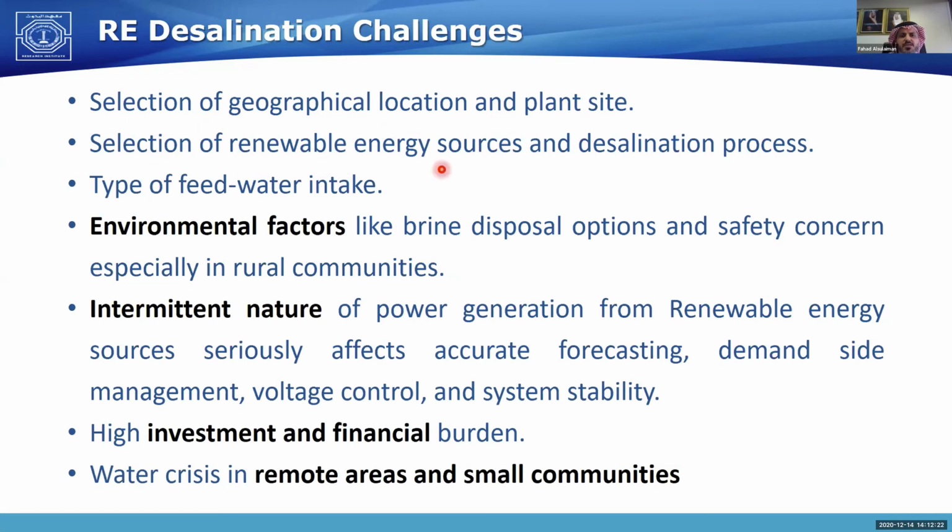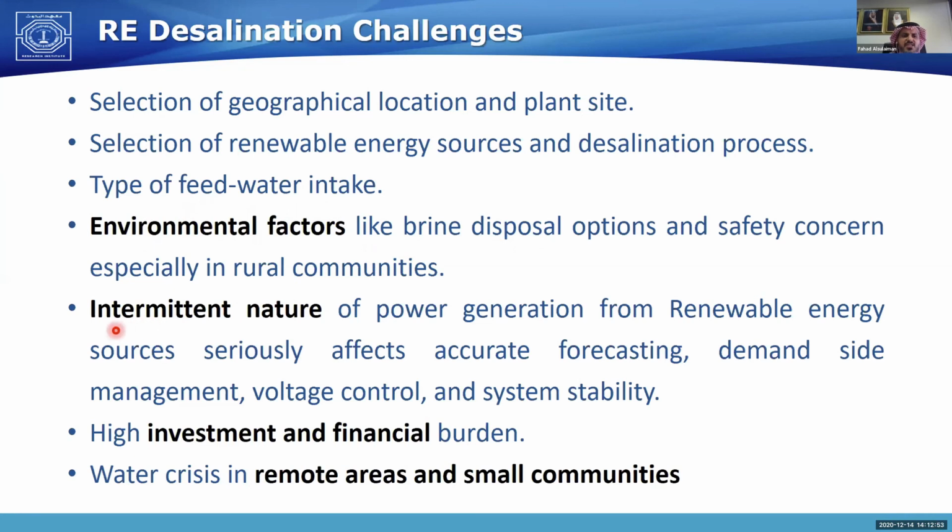So selection of renewable energy sources and desalination process, type of feed water intake. This is another one, which is a challenge because, as you can see, some technology is better for brackish water or relatively low salty water. We have also another challenge, which is environmental factor. If you are in a remote area or in villages, you will have some disposal of brine water. So what will be the solution for this one? So this is another challenge.